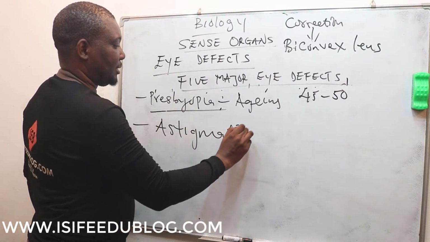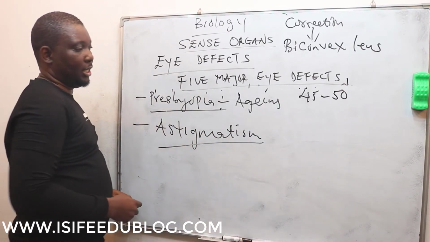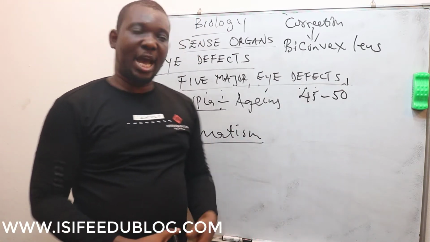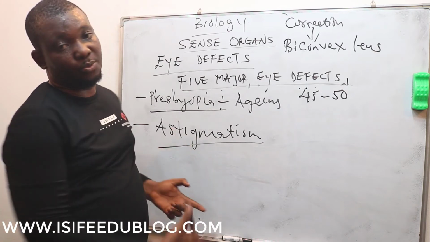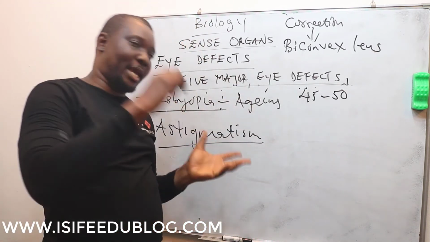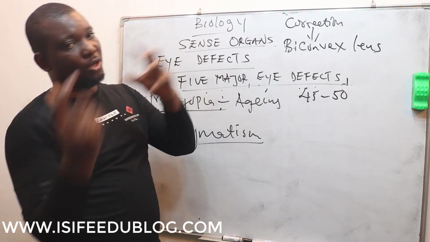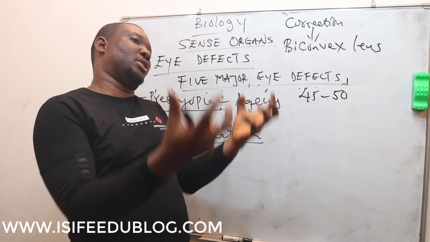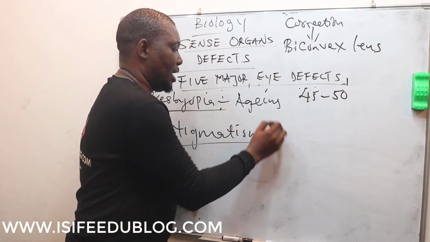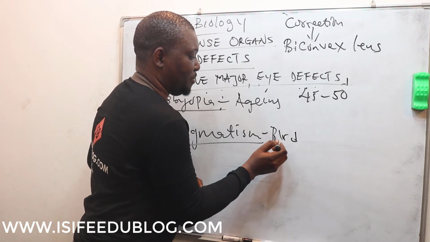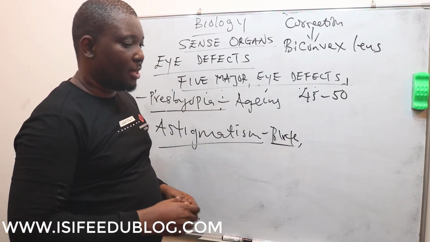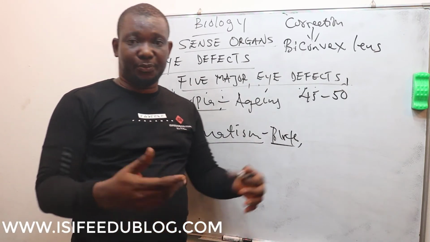Astigmatism. Astigmatism can be a defect of the eye that can begin even from childbirth. A child can present with astigmatism as a result of slackening of the lens, so the curvatures are not properly formed and the eye is not getting enough curvature. Astigmatism can present itself at birth.